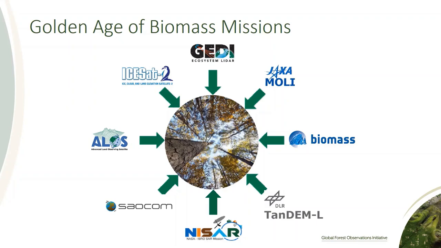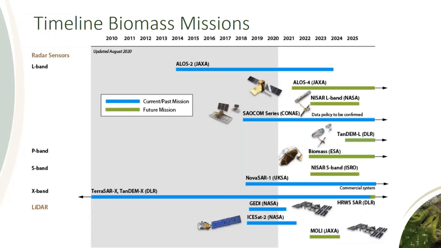The other missions are still to be launched, most in 2022 or 23, like NISAR, an L and S band mission from NASA and ISRO, ESA's Earth Explorer Biomass, which will be the first P-band SAR in space, and JAXA's LIDAR, MOLI, and ALOS 4, whereas Tandem-L is still a Phase A study from DLR. And for those who like to get the timeline, you see them all listed here with their launch dates and their expected lifetime. It's an impressive view. And as I said, we are in a golden age of biomass missions.